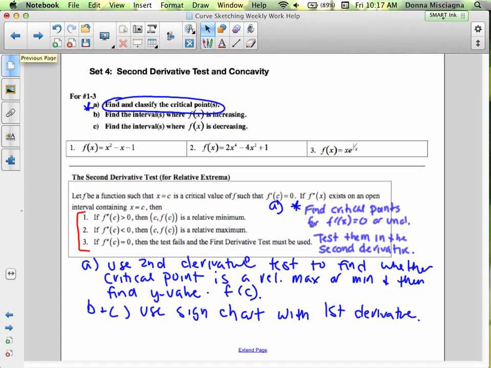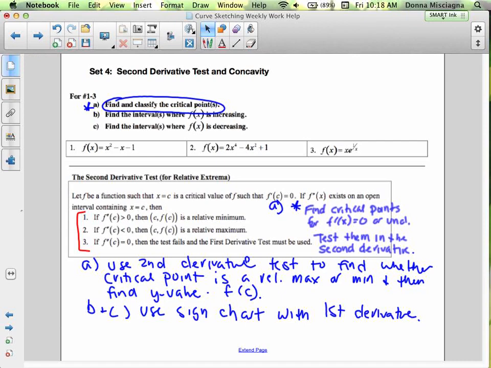So again, in the second derivative, if it's greater than 0, it's a relative minimum. If it's less than 0, it's a relative maximum. If it stays 0 again, the test fails, and you have to use the first derivative test. Now, I don't remember if any of these fail the second derivative test or not, because I probably should have brought the key with me, but I didn't.